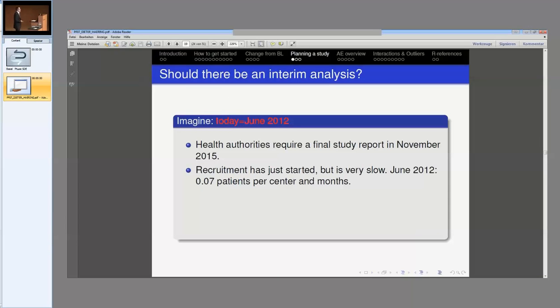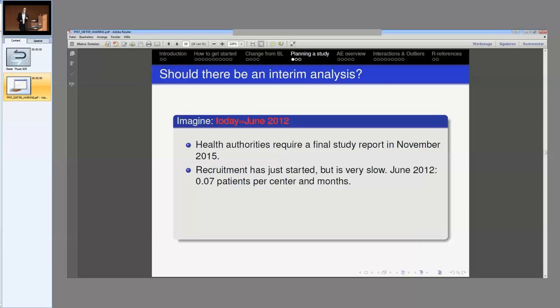So my second example is from the planning of the study. A while ago, in 2012, we were in the position that we started the study, and Health Authority said they need the report of this study 3 years later, in November 2015. But we were at the very beginning of this trial, and we just started to recruit patients, and recruitment was really slow.